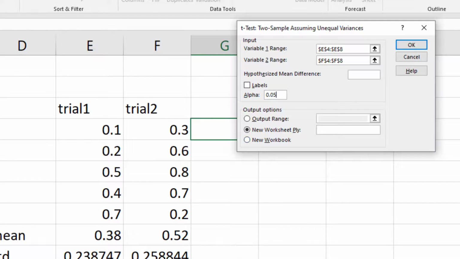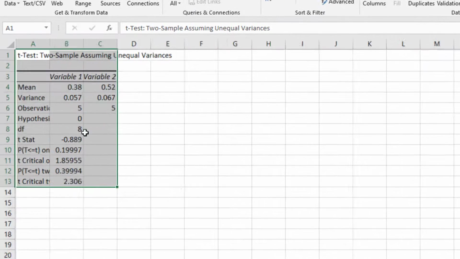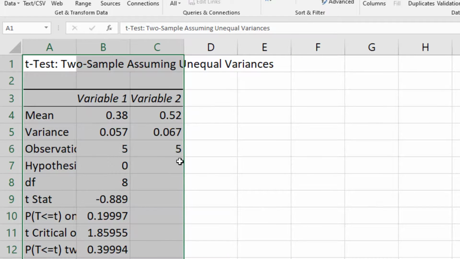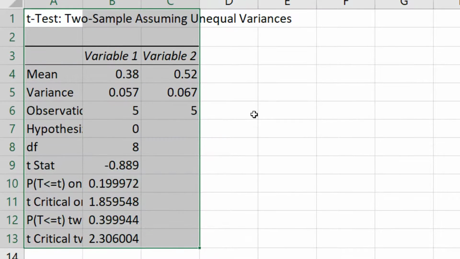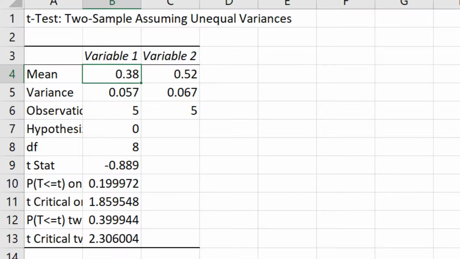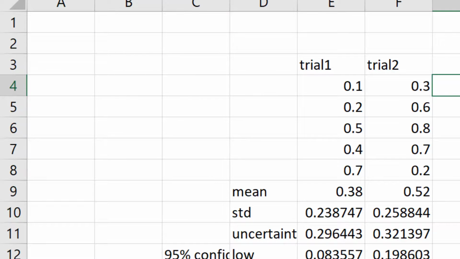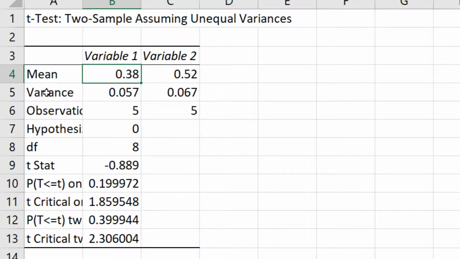So if you're looking at 95% confidence level, you can set this to be 0.05, and by default the hypothesized mean difference is 0. Click on OK, and this will do the t-test analysis between your 2 trials. It'll give you the same mean values that you calculated over here, and the second row is the variance.